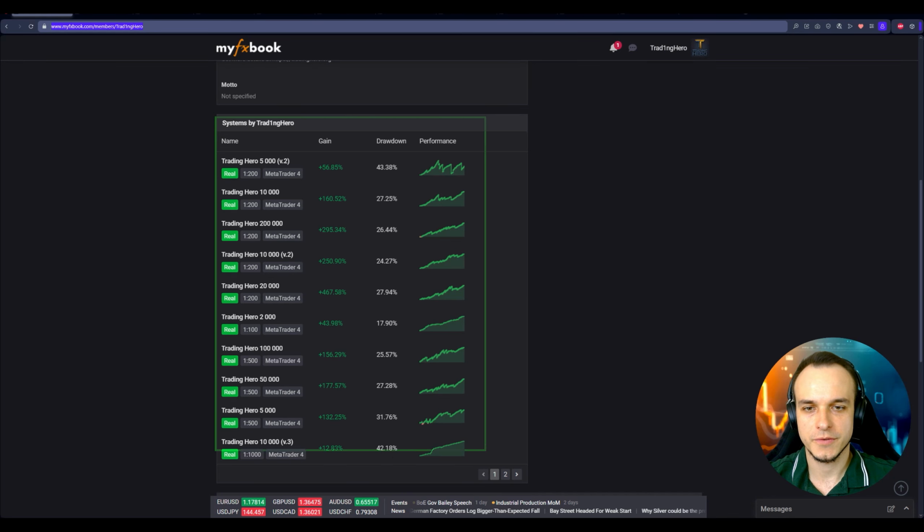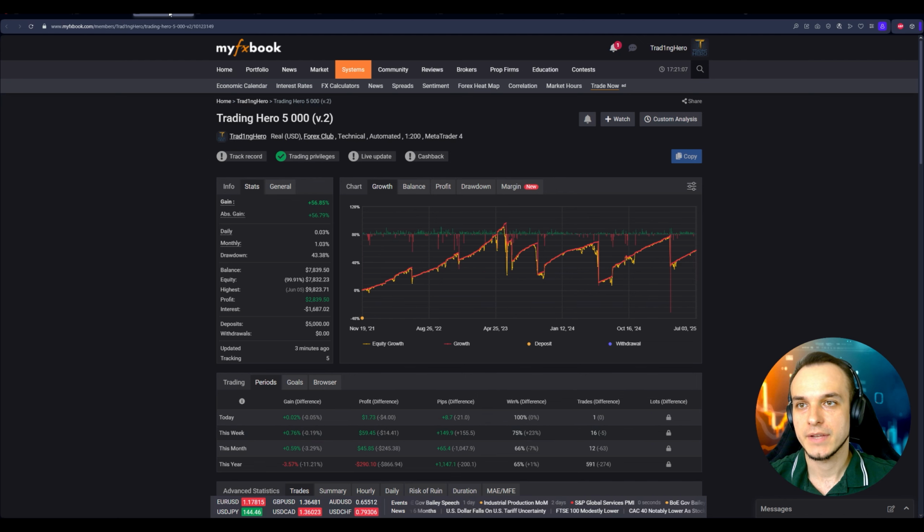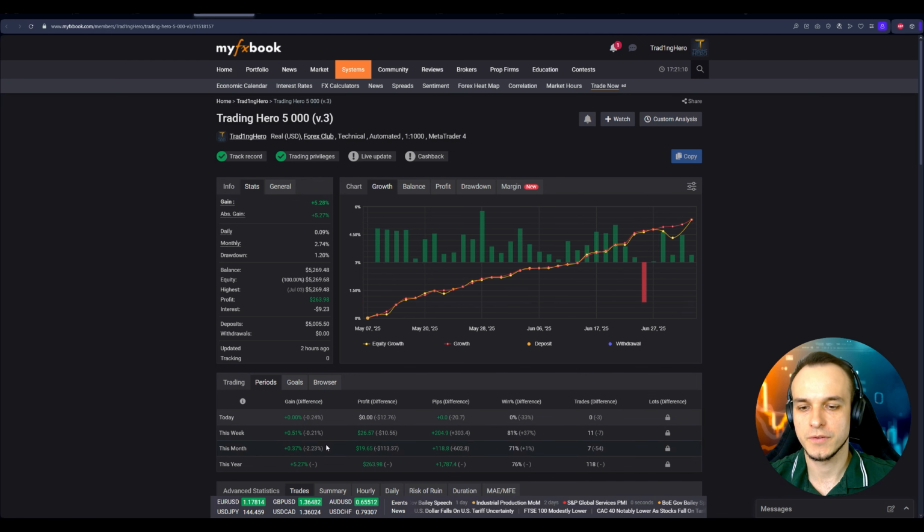This week all portfolios showed profits. Let's start from the 5K portfolio in the first version. The profit is 0.6%. 5K portfolio version 2 brought us 0.76%. 5K portfolio version 3, 0.5%.